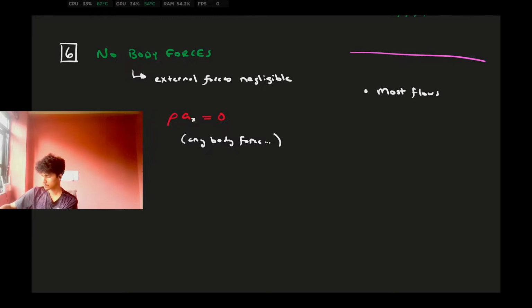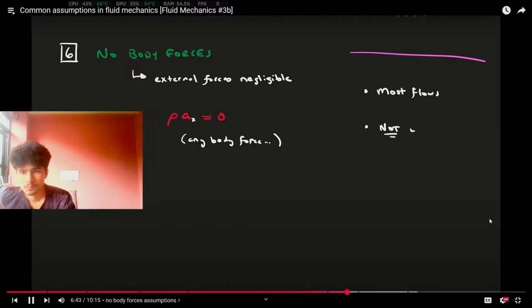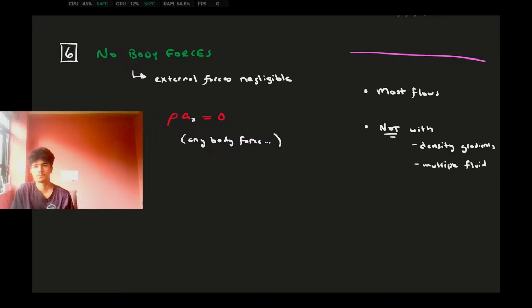Notably, you can't make this assumption when you have density gradients, multiple fluids in your flow, multiple phases in your flow like liquids and gases of the same fluid, liquid surfaces like on top of the ocean, and there are many more.